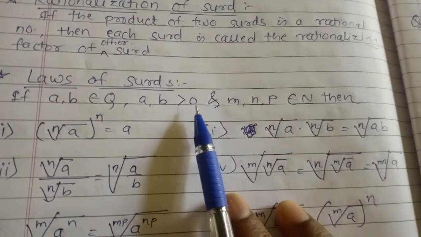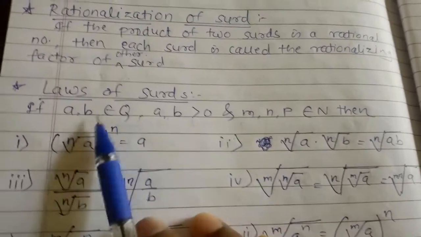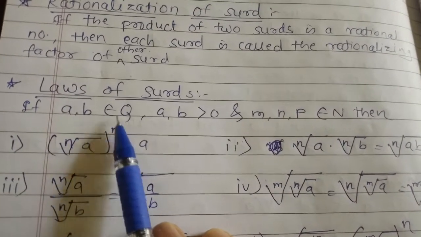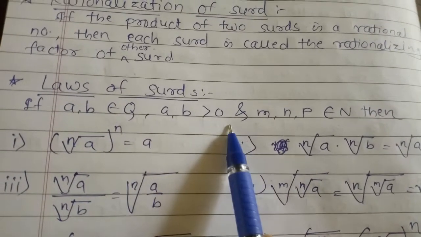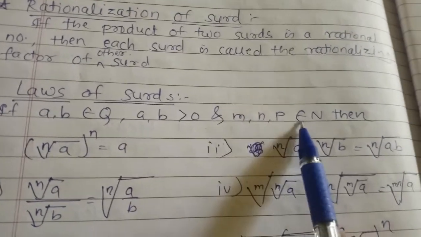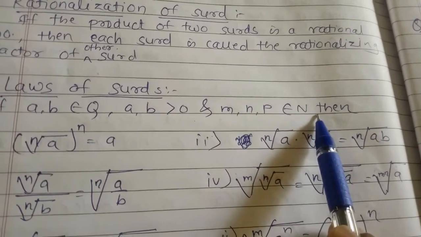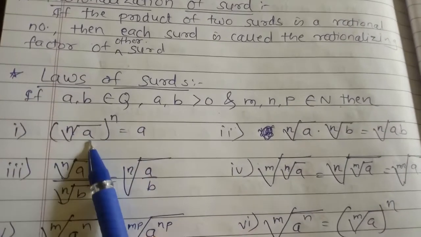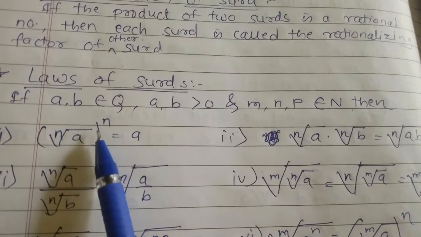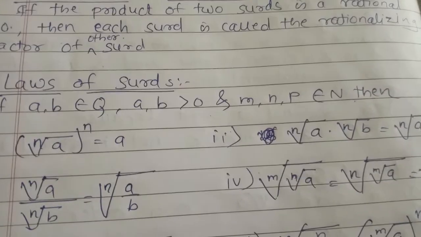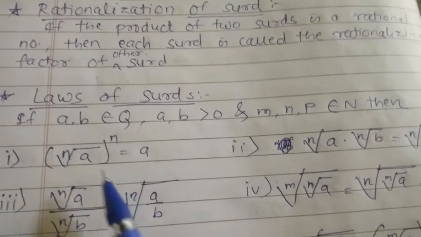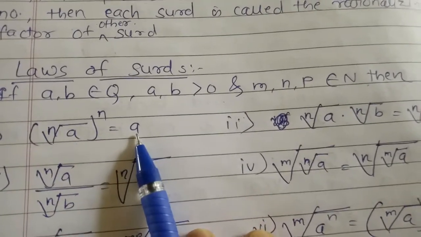Next one, the laws of surds. In this case, if a and b belong to Q, where Q is the set of rational numbers, and a, b are greater than 0, and m and p are natural numbers, then the nth root of a, raised to n, is equal to a.